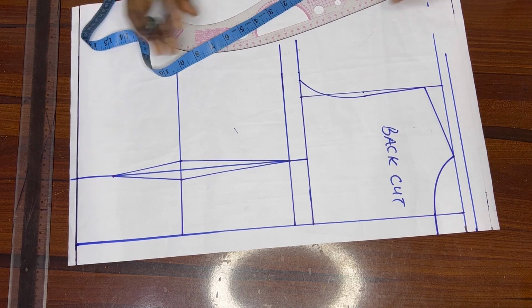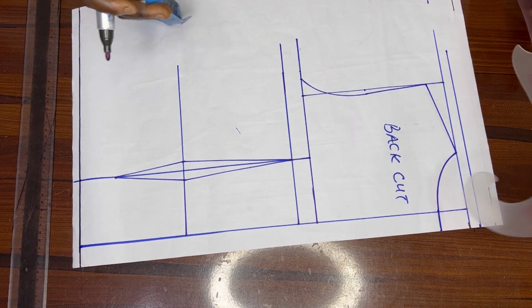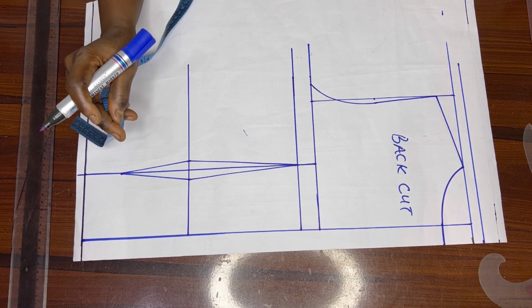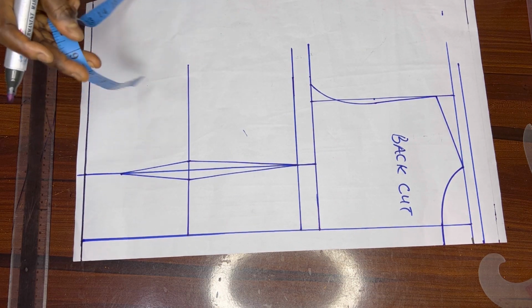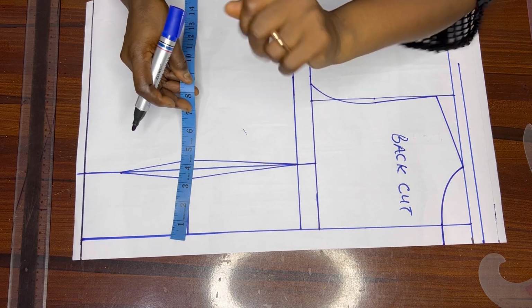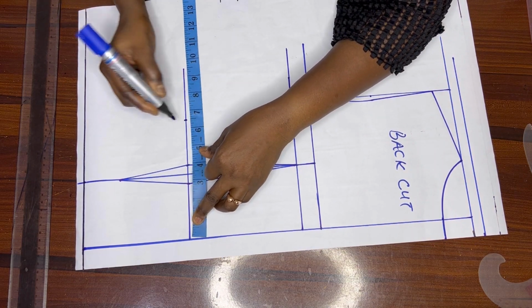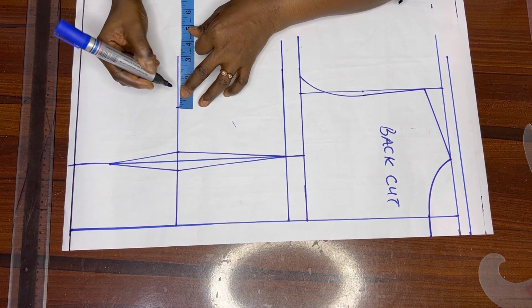This is for the back. So the next thing is for us to get the horizontal measurements. The waist we are working with is 26. I divide 26 by 4, give me 6.5. I measure 6.5 here. I return this 1/2 inch.